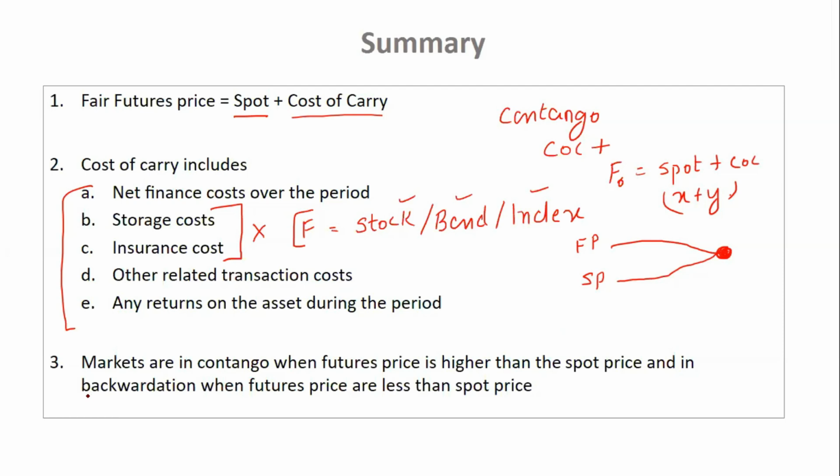In case of backwardation, cost of carry is negative, and this is the reason your futures price is going to be less than your spot price. So spot price will be going like this, futures price will be going like this, and at the end of maturity, they are both going to converge together.